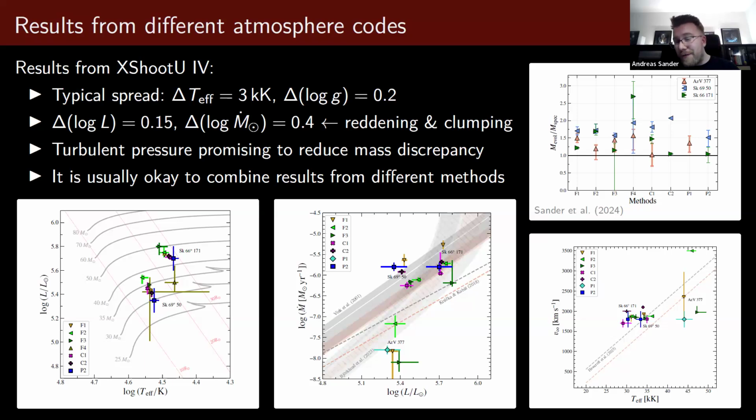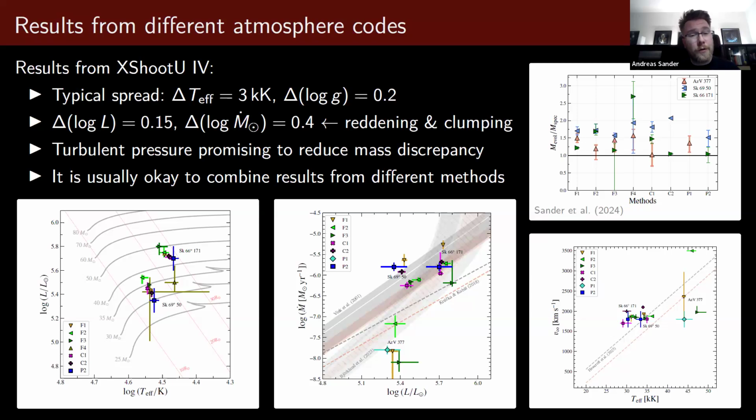The main reason for this is actually not so much the codes, but the different reddening approaches and the different assumptions for the clumping in the wind. So we would like to do a follow-up study in order to break that a bit more down if you use the same reddening. That's currently something that we are discussing.